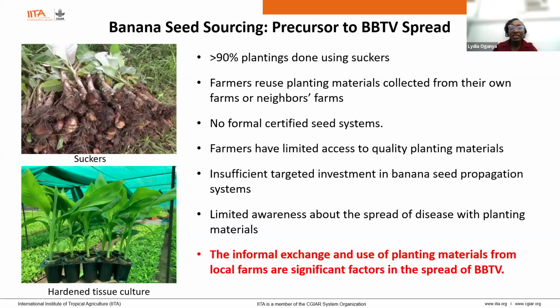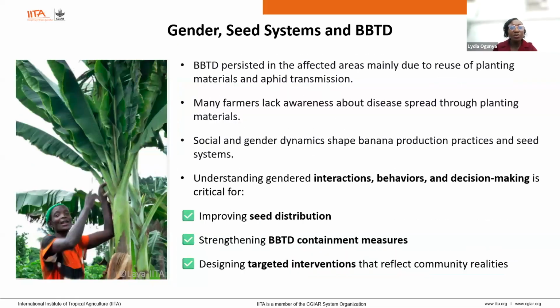A farmer goes to another farm, sees the banana tree, and then requests planting material from the owner. So banana farmers in the region have limited access to quality planting material, making it totally impossible to curb the spread of BBTD in the region. Insufficient targeted investment in the banana seed propagation system, as well as limited awareness about the spread of the disease with planting material, continues to foster the spread of BBTD across the region. And the informal exchange and use of planting material from local farms are significant factors in the spread of BBTD. Now we want to look at the core, which is the relationship between gender, the seed system, and BBTD.